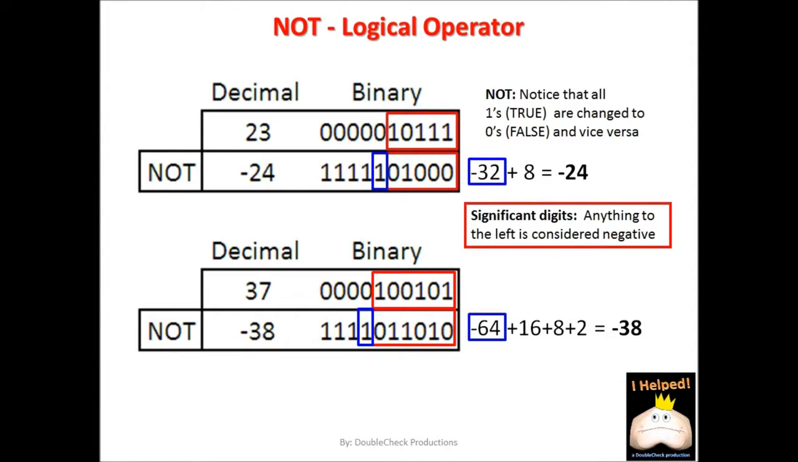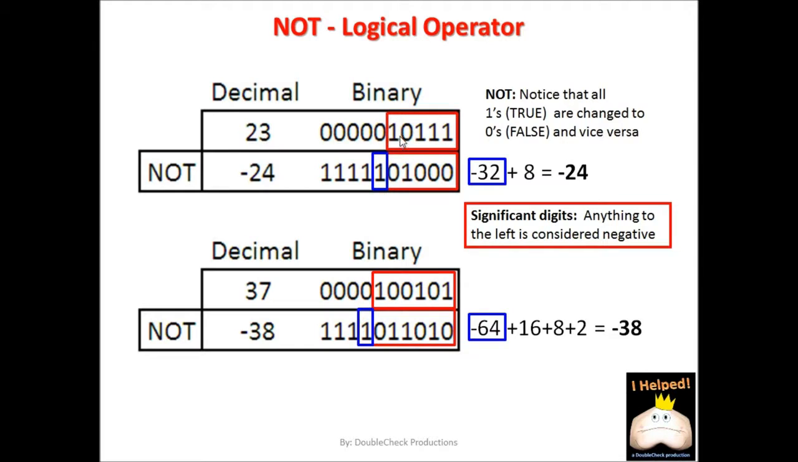Okay, what we're looking at here is the NOT logical operator. Simply put, what the NOT logical operator does is that when we take a value and convert it into binary, such as 23, all of the ones are converted to zeros and all of the zeros are converted to ones. So all of our true values are converted to false and all of our false values are converted to true. Let's see what that does to the number. The most important thing to keep in mind is that whenever we convert a decimal value to binary, we have a set number of significant digits. What the NOT operator does is increase the number of significant digits by 1, indicated here by the blue box, convert that to a negative value, and then add all of the positive values to it.